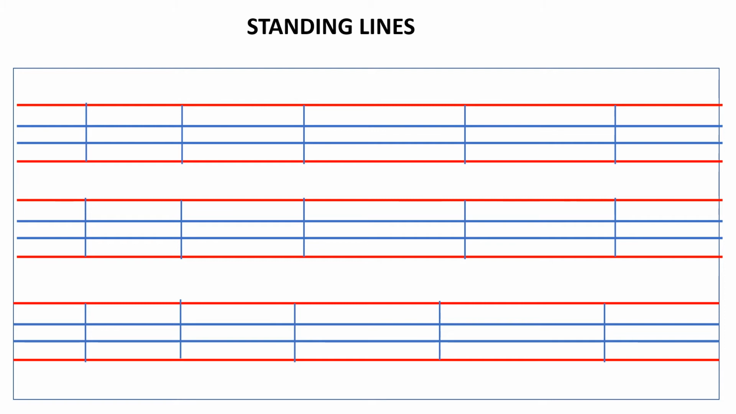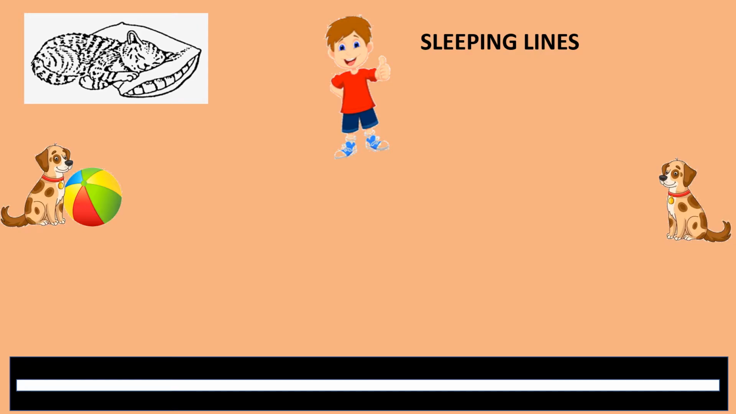So again it will be a standing line practice. Now after this is a sleeping line. For the sleeping lines, now what do we have here? See, the cat is sleeping. So sleeping means this is a sleeping line and this is a road. Let us see what is there on the road.